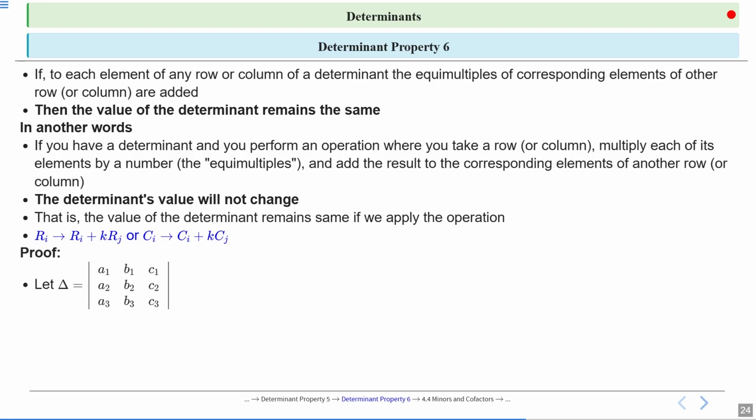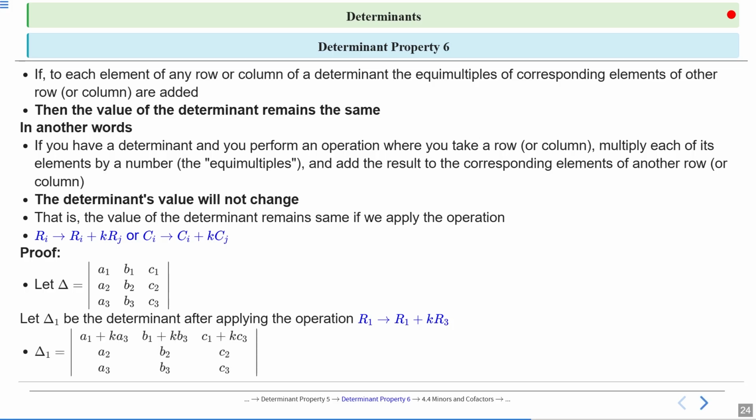Okay, let's prove it. So we have taken the determinant a1 b1 c1, a2 b2 c2, a3 b3 c3. Lambda is the determinant after applying the operation. So the operation is: take the first row, a1 b1 c1, and it becomes R1 plus k into R3. So a1 b1 c1 plus k into row 3, which is a3 b3 c3. If we perform this operation, the determinant remains the same. That is property 6. We just try to prove it.